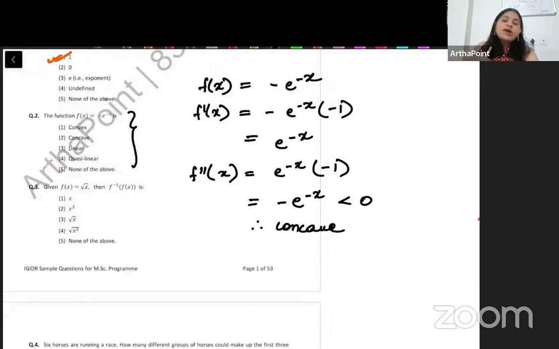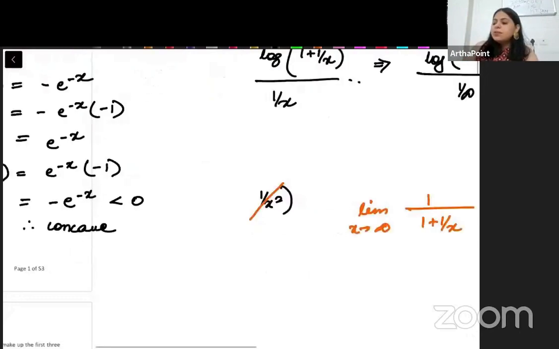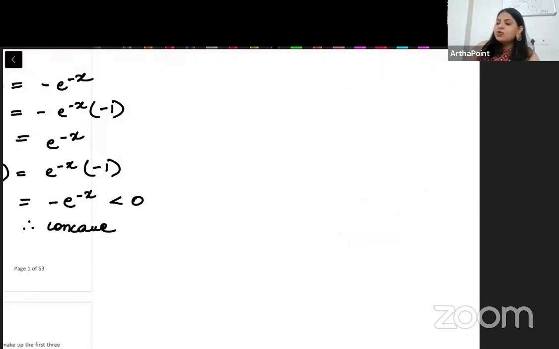You can also plot this and check. You will get a concave function. But with plotting, sometimes I think students make mistakes, so I don't want you to rely only on plotting. If you want, you can plot it also, right? But I don't want you to rely on plotting. Just double differentiate and check.